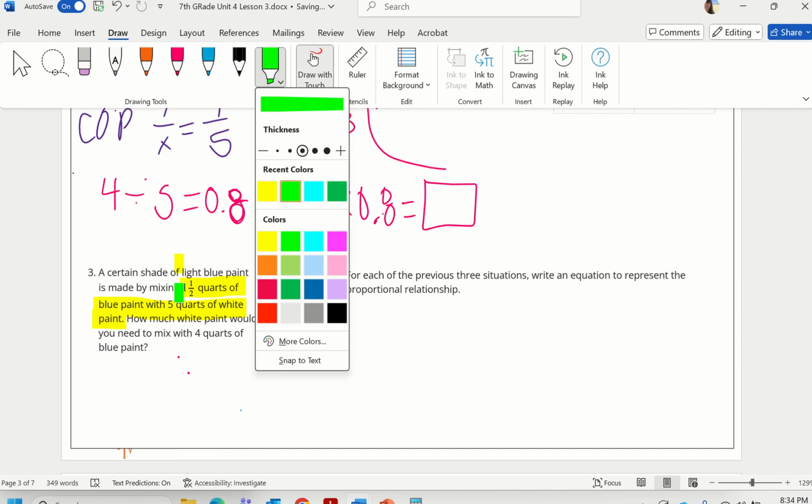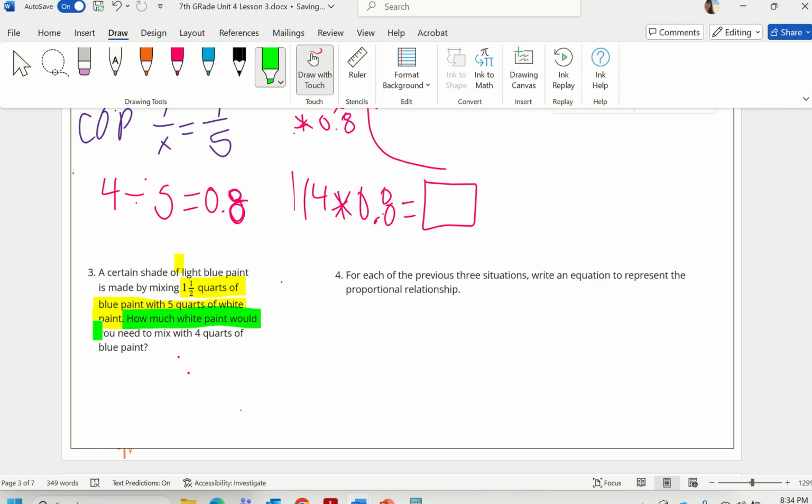So again, I'm highlighting the information I'm given, that ratio. I know that to make a blue color, I need 1.5 quarts of blue paint, 5 quarts of white paint. 1.5 to 5, that's my ratio. Then I'm going to highlight the question that it's asking. How much white paint do we need to mix with 4 quarts of blue?